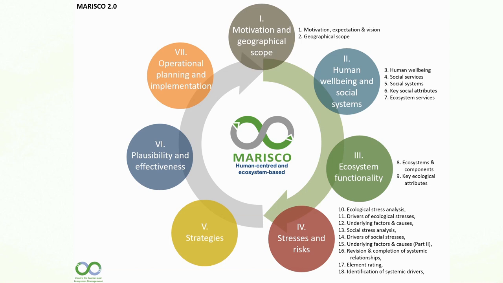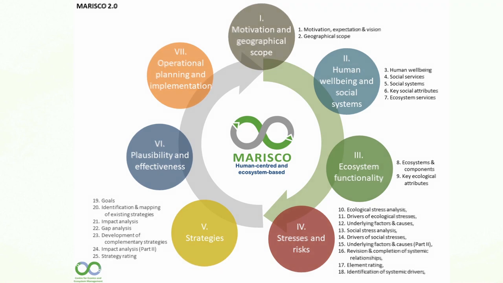After the problem analysis is completed, phase 5 identifies and analyzes existing management strategies and develops complementary strategies. The plausibility and effectiveness of the strategies are tested in phase 6 using results maps. These serve as a starting point for the development of monitoring and management plans, which are created in phase 7. The implementation of these plans is also part of the final phase, as is the management of knowledge and non-knowledge.